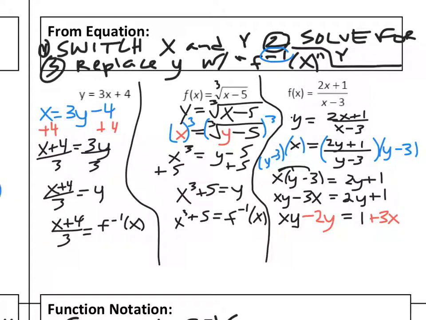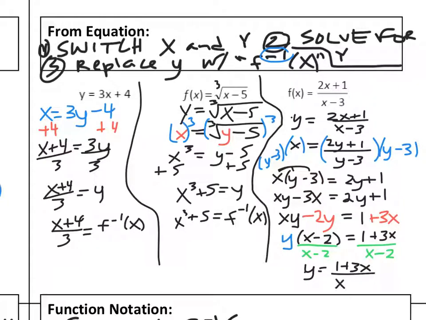Now what do you notice with what we have on the left? On the left, we now have both terms have a y, so it's a GCF of y. When I factor out that GCF, I get y times x minus 2, and we still have equals 1 plus 3x. And my goal is to have y by itself on the left side, so now we're going to divide by x minus 2 on both sides. y equals 1 plus 3x over x minus 2.